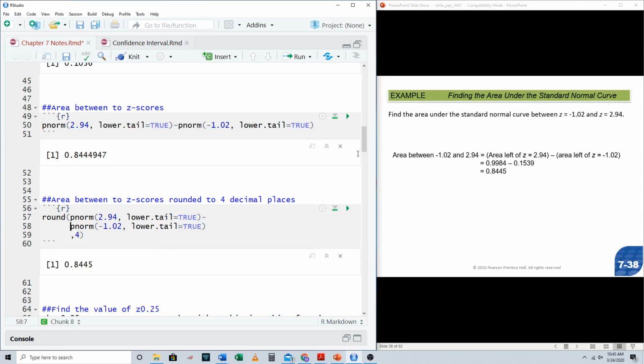All right, I think that makes it a little bit easier to see. But yeah, there we go. There it is. P norm of the bigger z value minus p norm of the smaller z value, rounded to 4 decimal places. And then that's all we do. That's how easy this is.